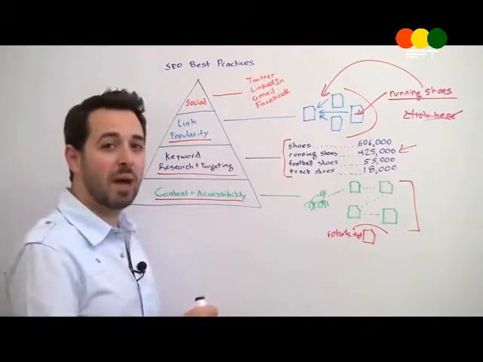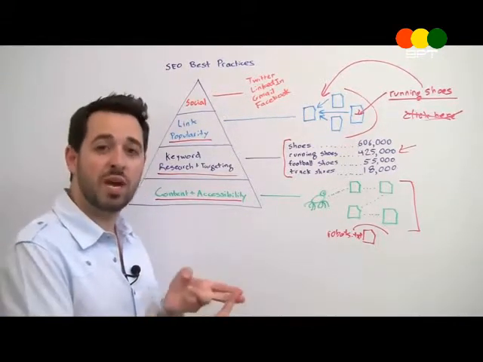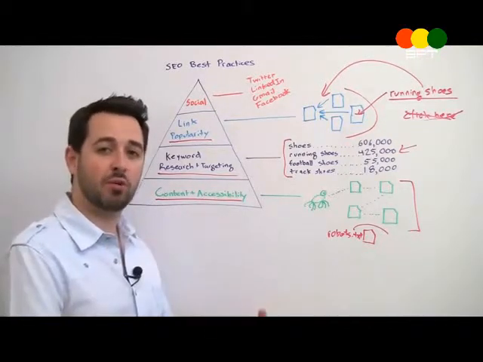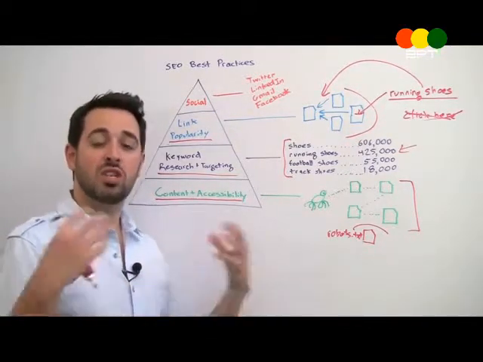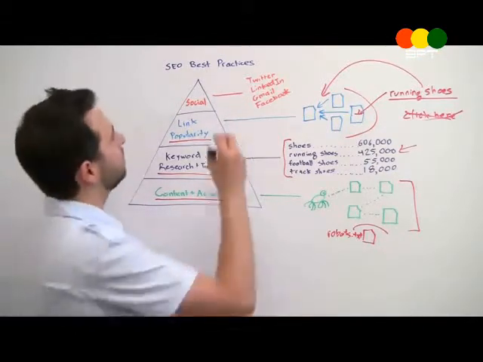What you want to do for link popularity is produce good content that people will want to link to, find good ways to market that content, and get the word out there about not only your brand, but the things on your website, so that people will naturally want to vote and link to those pages.